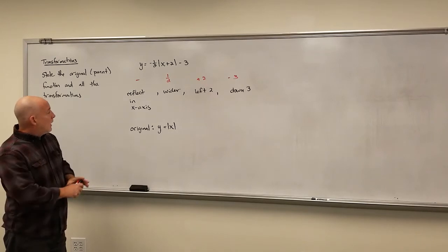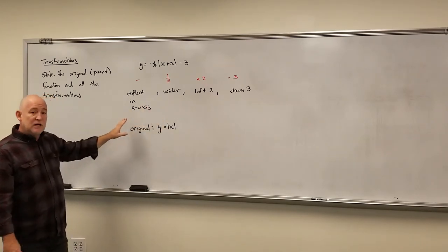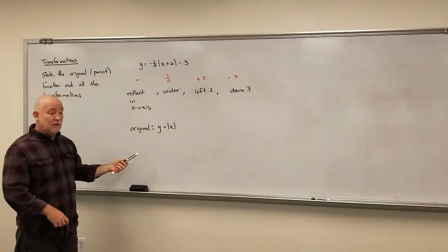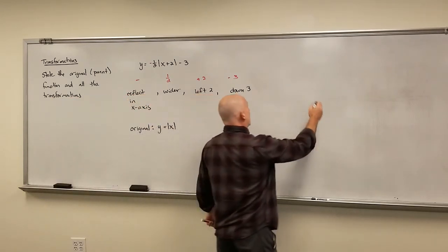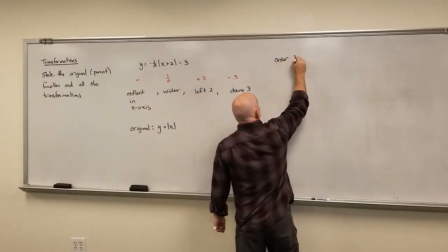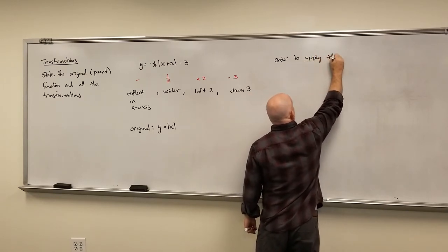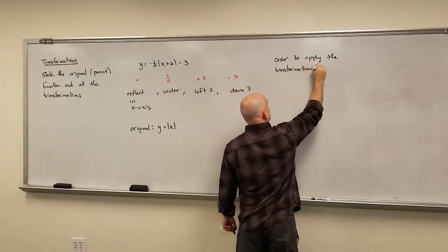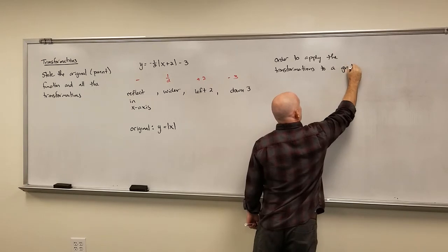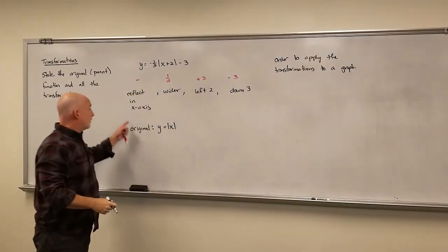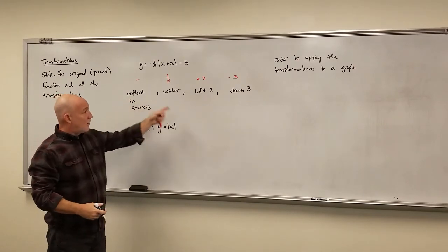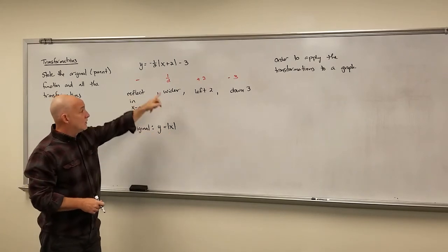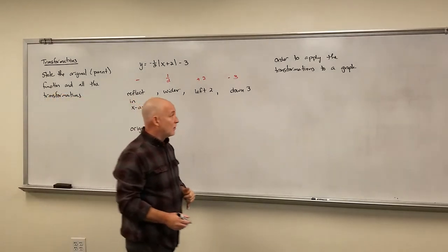All right, it would be nice if we could do these transformations in any order that we wanted, like reflected, wider, but there is actually an order that you have to apply the transformations to get the correct result. So, the order to apply the transformations to a graph. Now, if the question just says what happened to the graph, then what you did is perfect. Those are all the transformations. But if you're actually going to take your absolute value of x and apply all these transformations, you have to do it in a specific order.